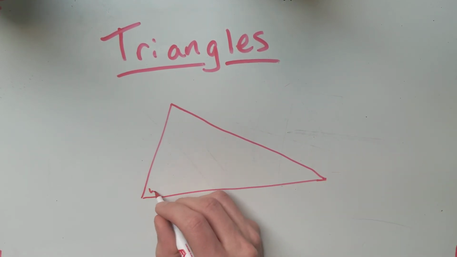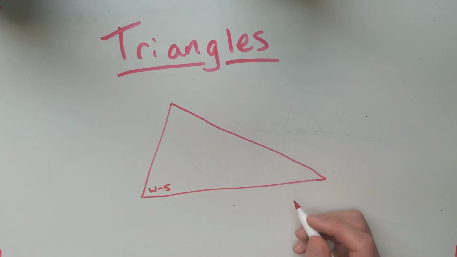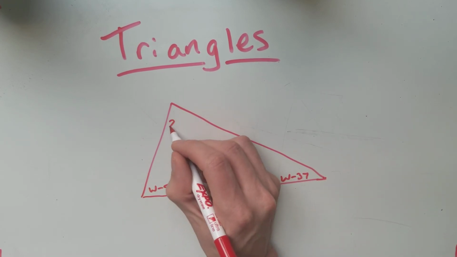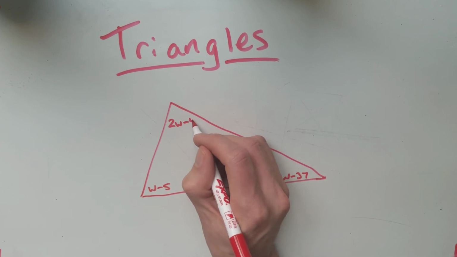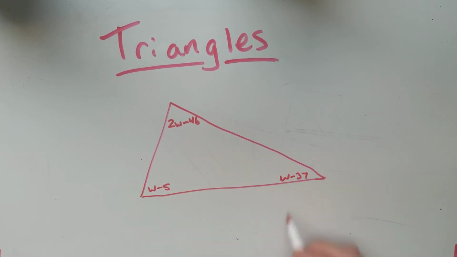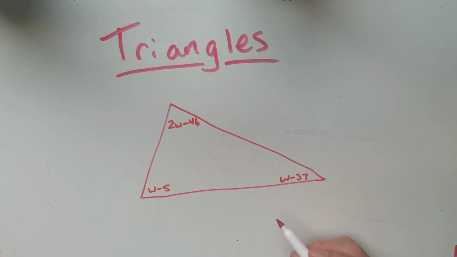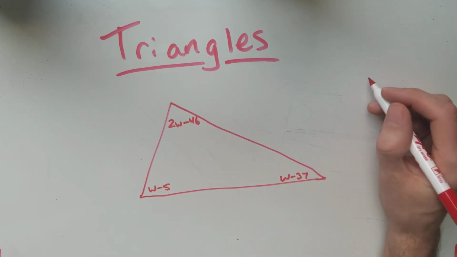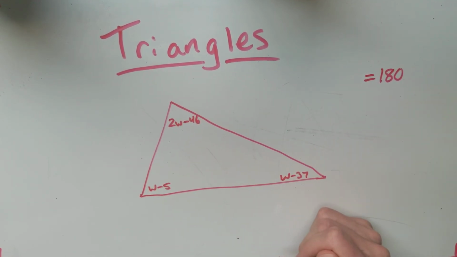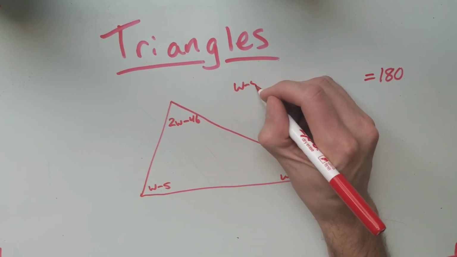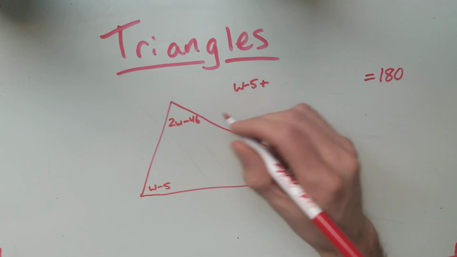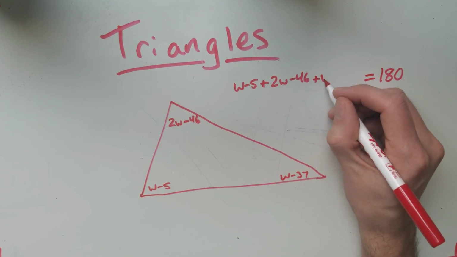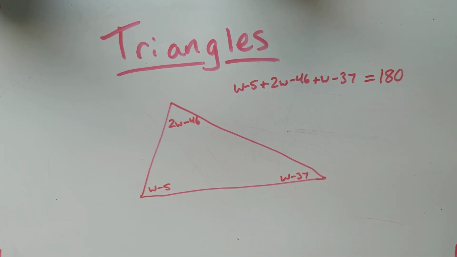We have w minus 5. We have w minus 37, and we have 2w minus 46. So we know none of these measurements. We just have an expression for each one. But we do still know that whatever these angles are, they have to add up to be 180 degrees. So let's write what we know. W minus 5 plus 2w minus 46 plus w minus 37, and solve the equation.